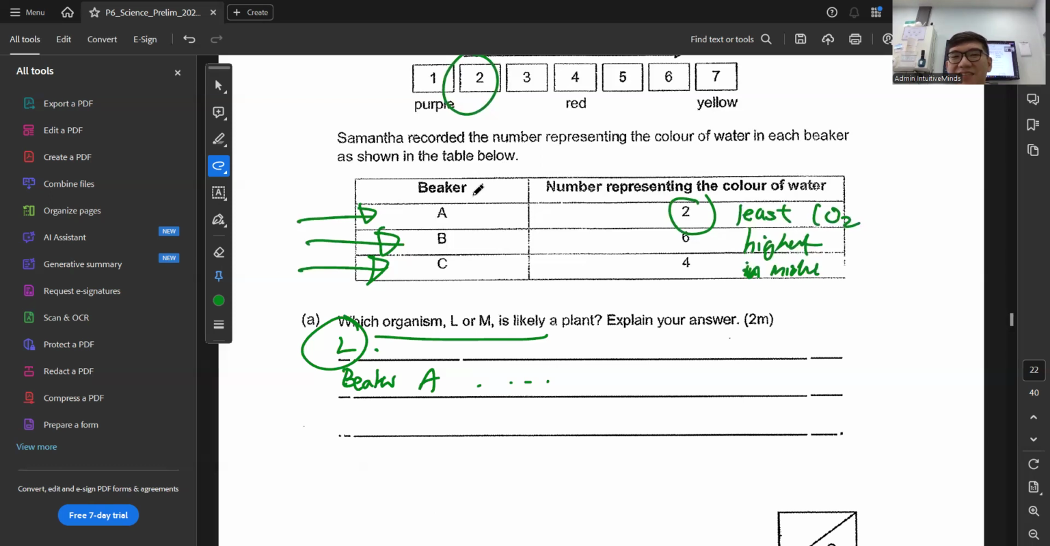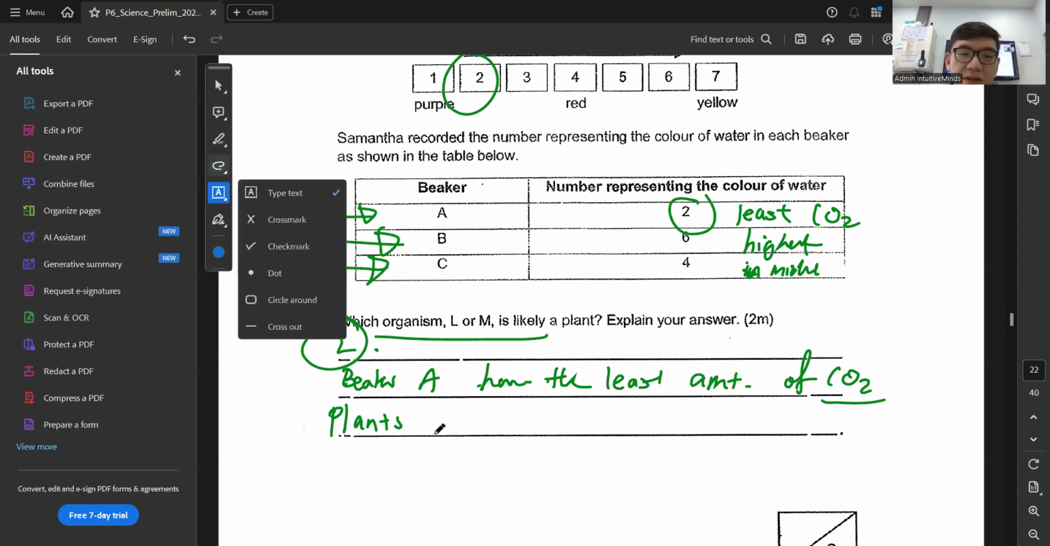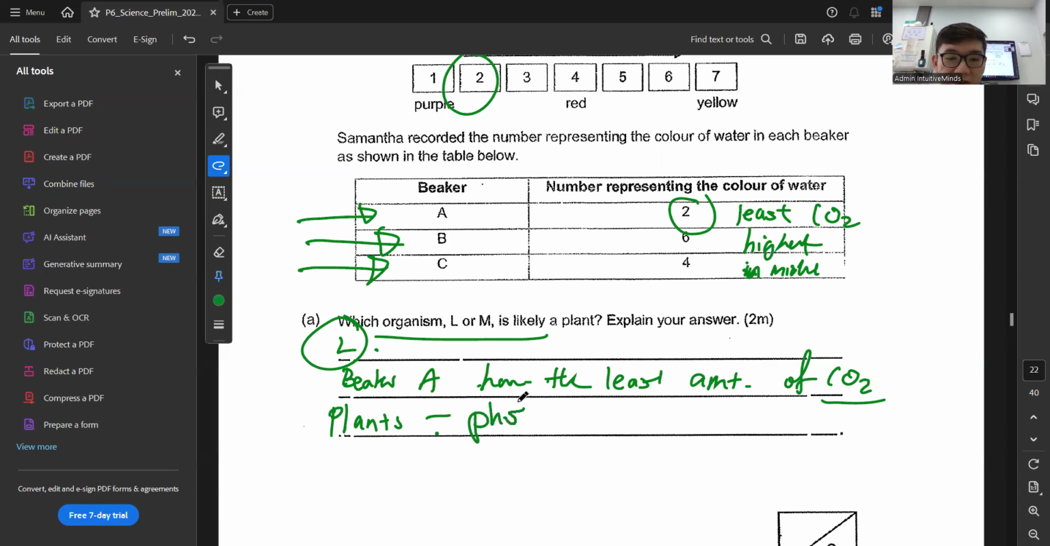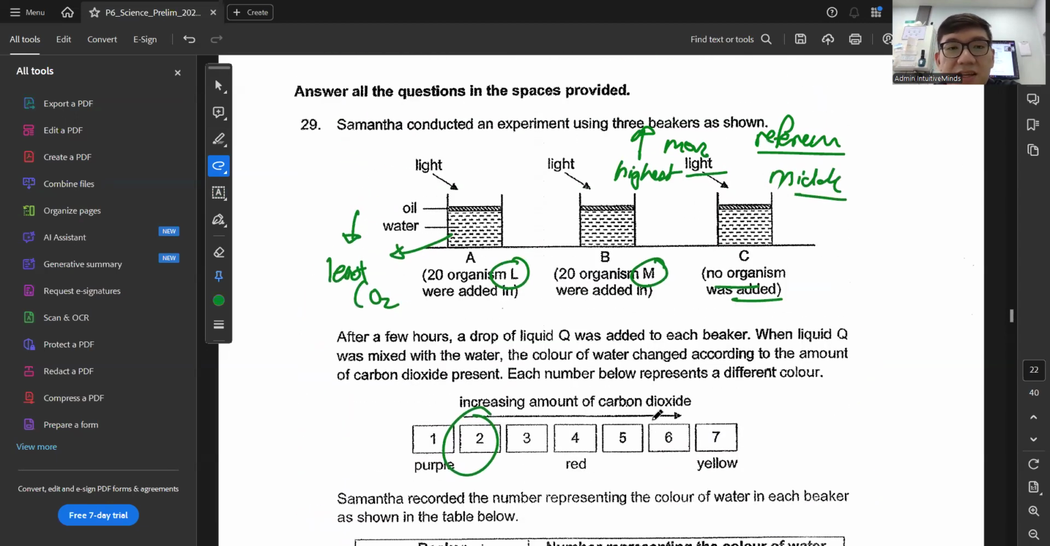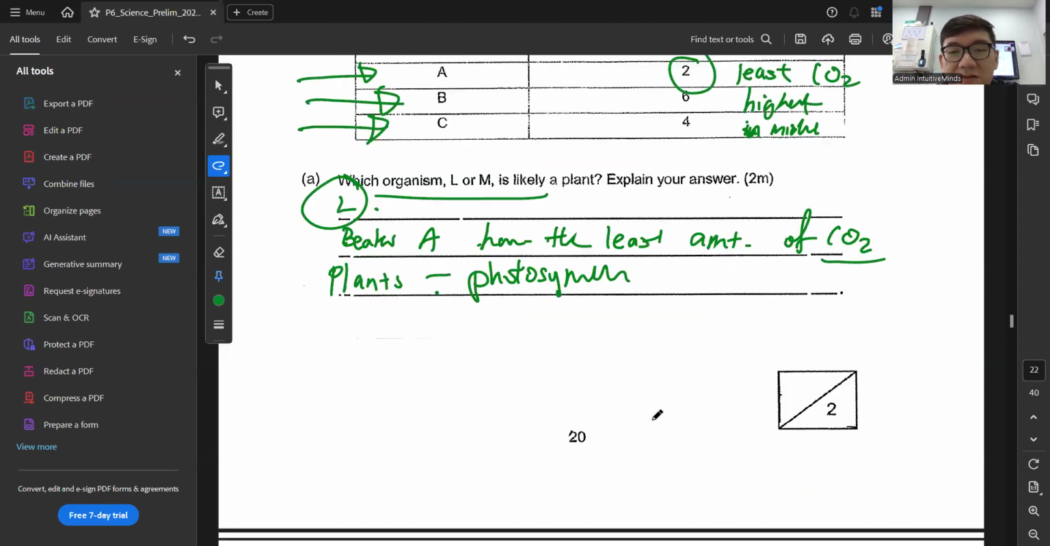Okay, you can see what I mean now. So beaker A has the least amount of CO2. I write CO2 for short, but you didn't mention carbon dioxide. Then you can mention this is because plants convert carbon dioxide to oxygen, so you can talk about it as well. Make sure you mention photosynthesis. So focus on the correct answer and give your reasoning for that.